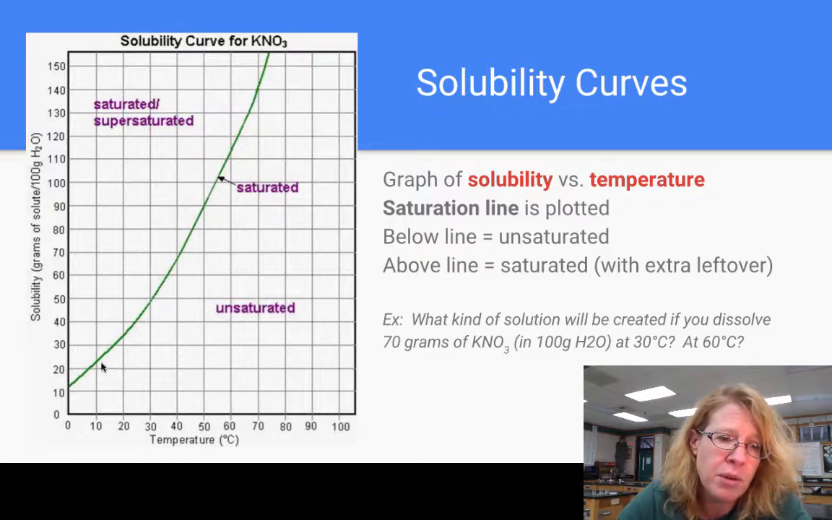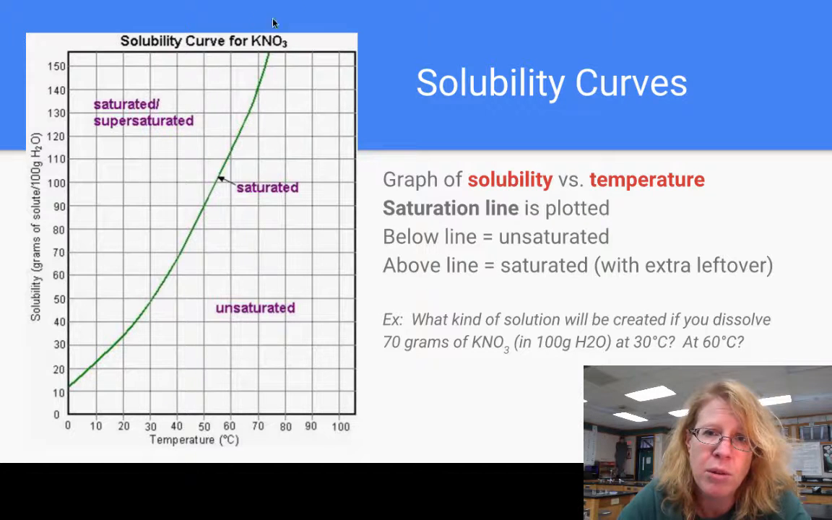This green line is for a particular salt, potassium nitrate, KNO3, and it tells you the saturation line. If you're at 20 degrees, going down to the bottom and tracing up the graph to that line, I can see that at 20 degrees, approximately 35 grams of KNO3 should be able to dissolve in there. So that's how you read this.